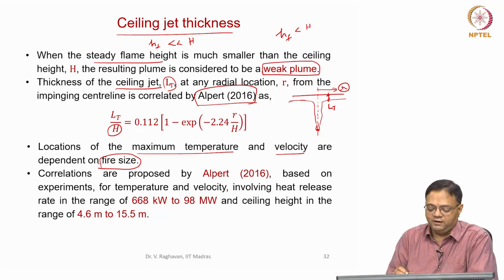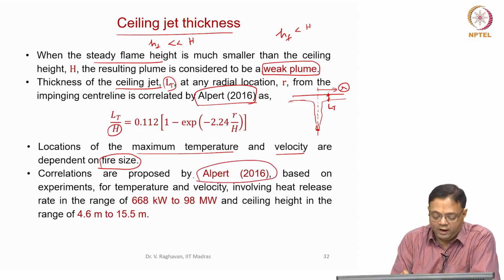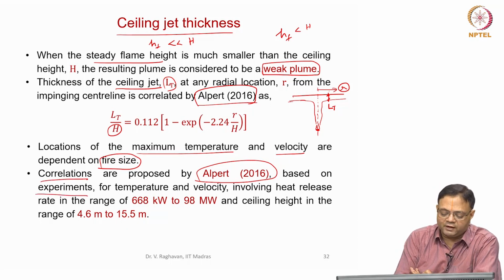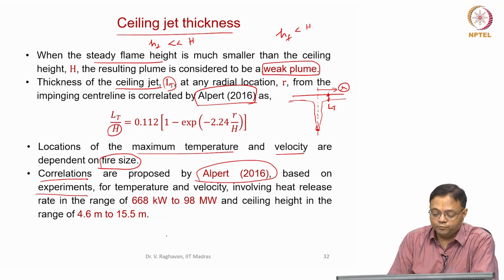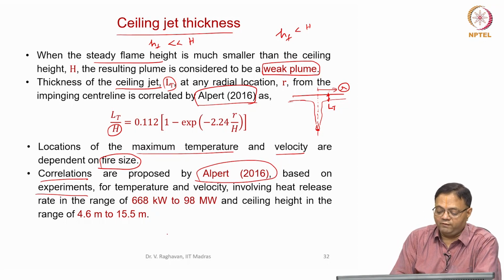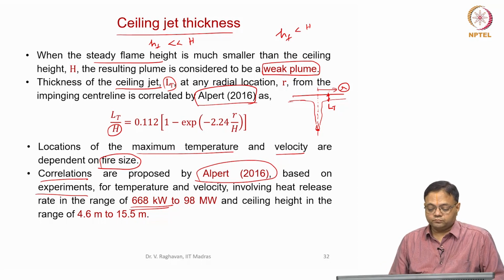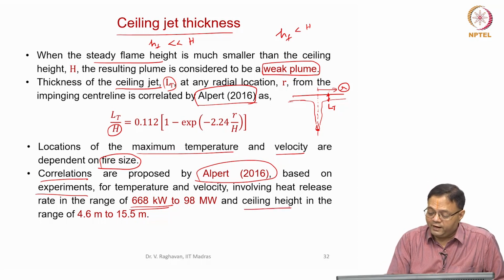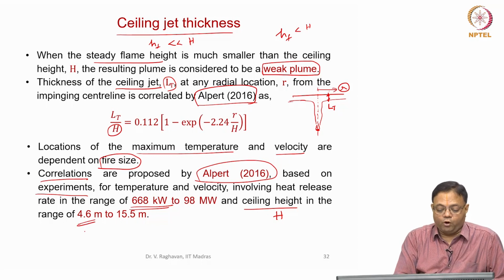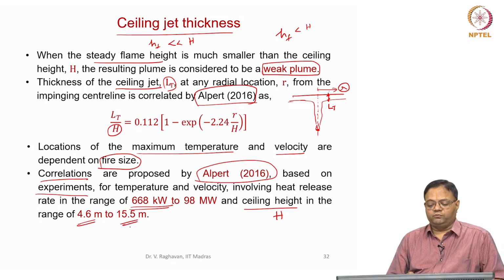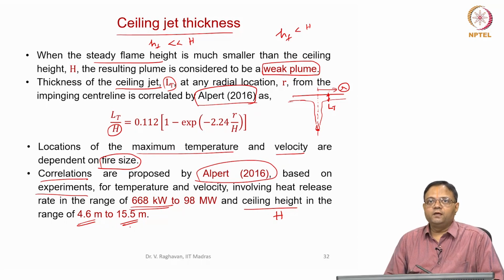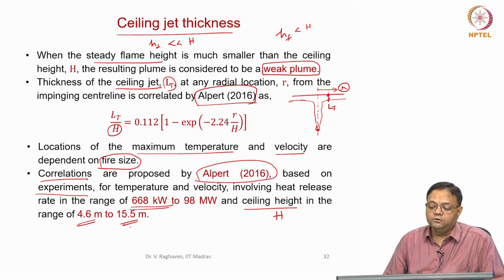So, to understand the ceiling jet, Alpert has proposed several correlations based on systematic experiments and measured temperature, velocity, etc. for several cases where the heat release rate was varied from 600 kilowatts to about 100 megawatts, where the ceiling height H was also varied from 4.6 meters to 15.5 meters. So that is a thorough study from which some correlations are given.